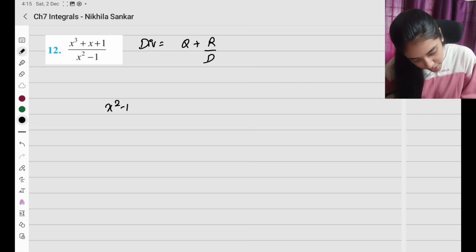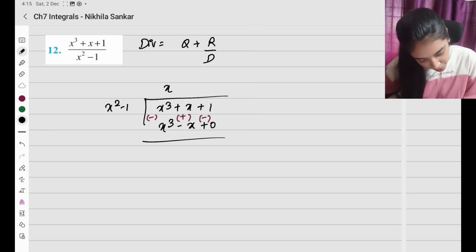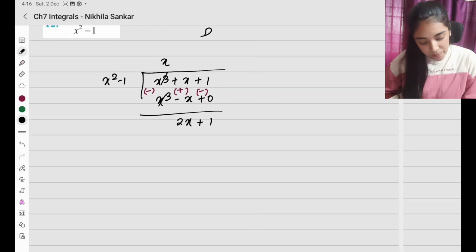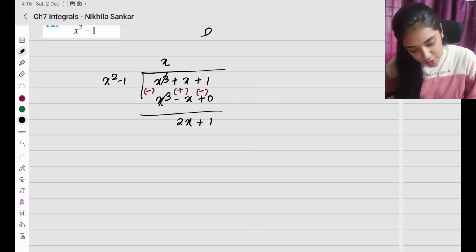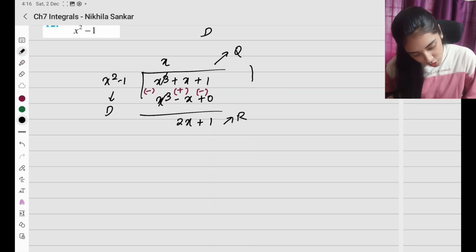So x square minus 1 is the divisor. x cube plus x plus 1. So I have to multiply by x. I have x cube minus x plus 0. So when I subtract, here minus, here plus, here minus. Okay. So when I do that, this gets cancelled. x plus x is 2x plus 1 minus 0 is 1. So 2x plus 1. This I cannot further simplify. So this is my quotient, remainder, divisor. So clockwise direction. Quotient plus remainder divided by divisor.